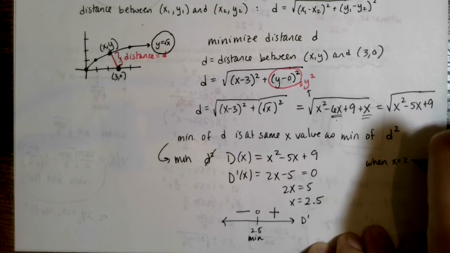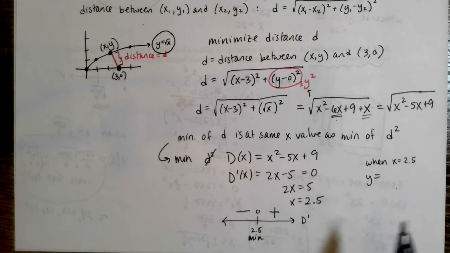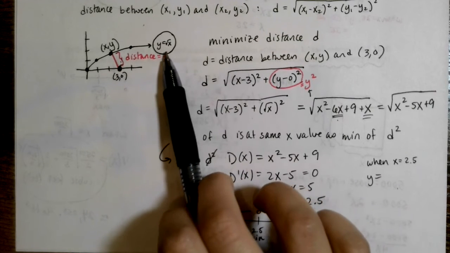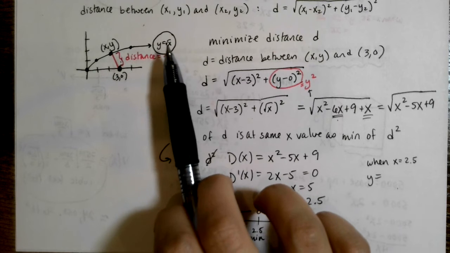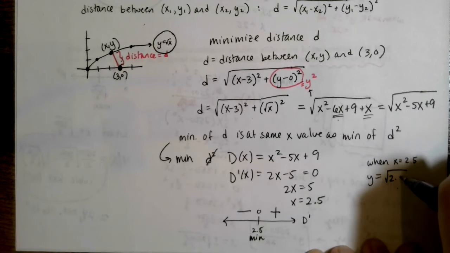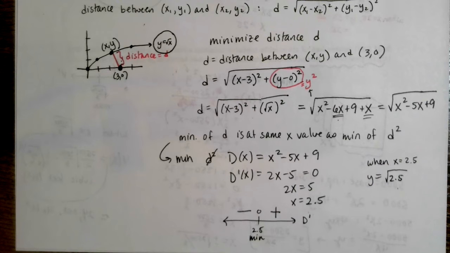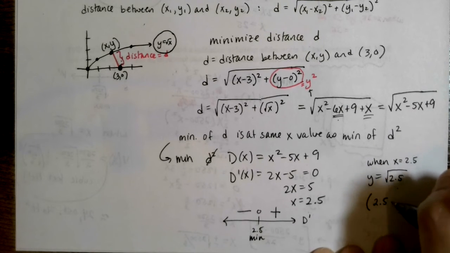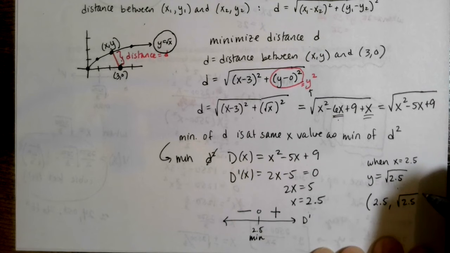So when x is 2.5, y equals... we want to backtrack until we have a direct connection from x to y. That's actually the original constraint, y equals root x. So y is whatever the square root of 2.5 is. I don't have a calculator, so I'm going to leave it in that format. So my answer is the point 2.5 comma root 2.5.